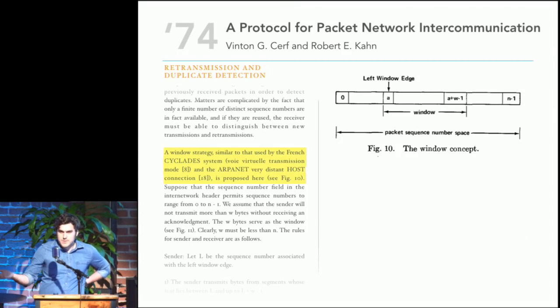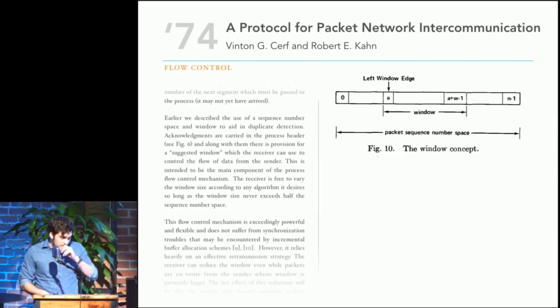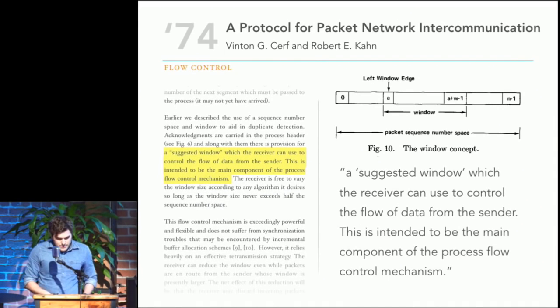And so if you have a retransmission mechanism, you need a windowing mechanism just to know how much data has actually been acknowledged or not. And that's fine, but how do you set the window size? Scroll down, and you figure out that a suggested window which the receiver can use to control the flow of data from the sender. This is the main component of process flow control. And so effectively, there's only 2 things that control the window. It's either the sender side buffer or it's the receiver side buffer.